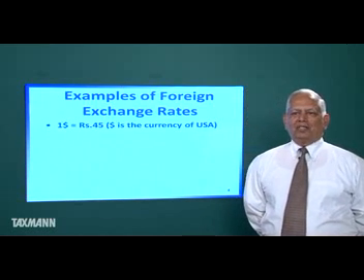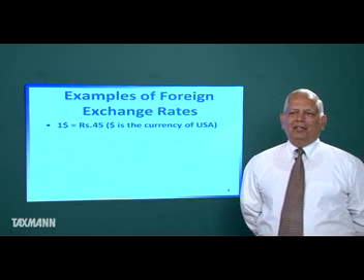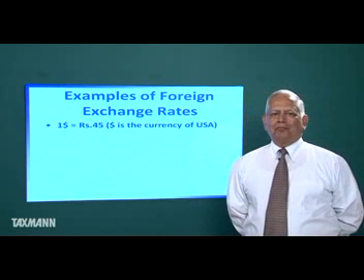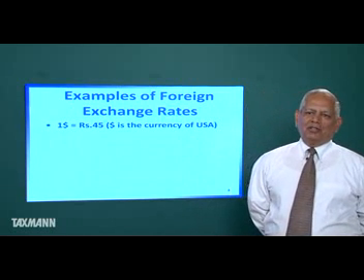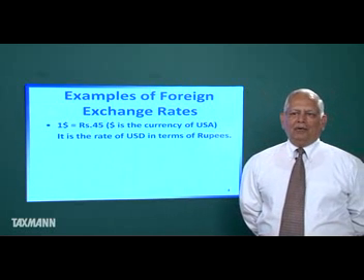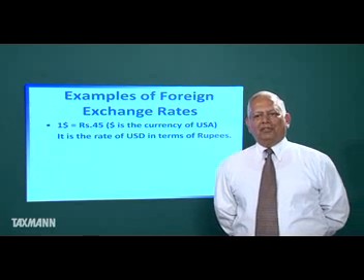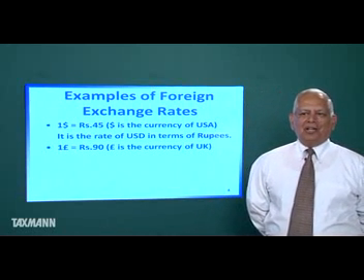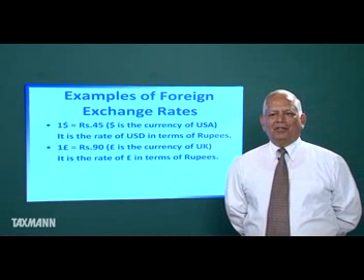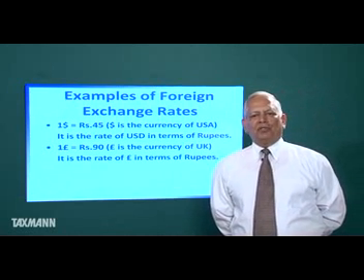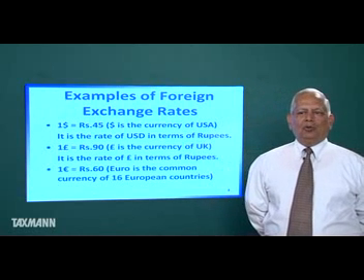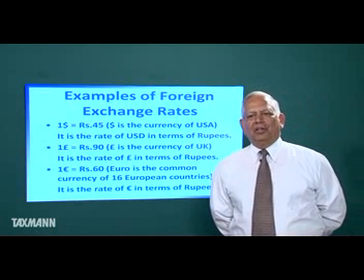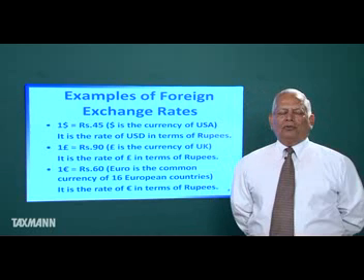Let's have a few examples of foreign exchange rates. Our first example is $1 is equal to rupees 45. Friends, we know the dollar is the currency of USA. It is the rate of US dollar in terms of rupees. 1 pound is equal to rupees 90. Pound is the currency of UK. It is the rate of pound in terms of rupees. 1 euro is equal to rupees 60. Euro is the common currency of 16 European countries. It is the rate of euro in terms of rupees.